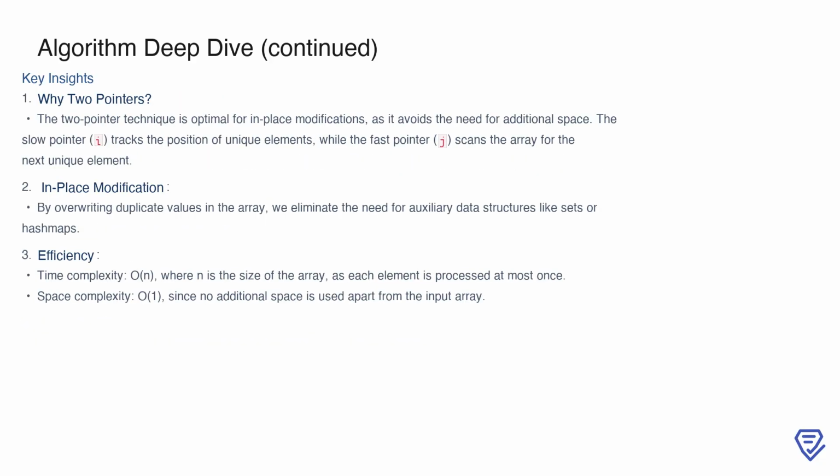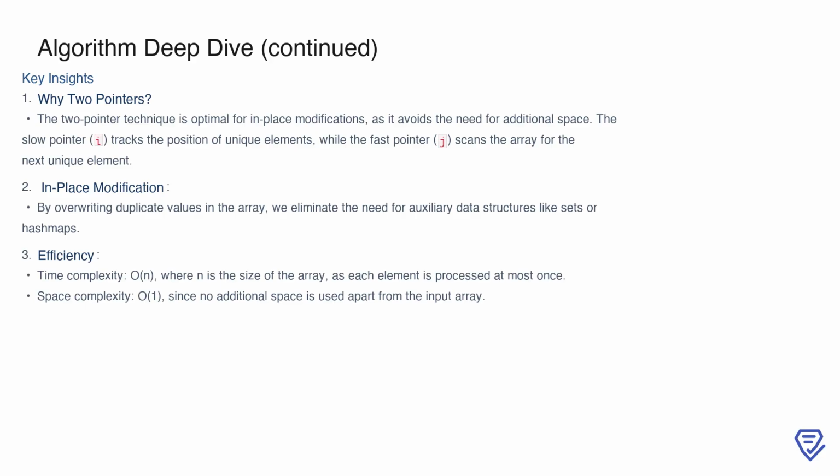The two-pointer technique is particularly well suited for this problem because it allows us to modify the array in place without requiring additional memory. The slow pointer, i, ensures that unique elements are stored in order, while the fast pointer, j, scans the array for the next unique value. This approach is optimal because it avoids the need for auxiliary data structures like sets or hash maps, which would increase space complexity. By directly overwriting duplicates in the array, we maintain an in-place solution that adheres to the problem's constraints.